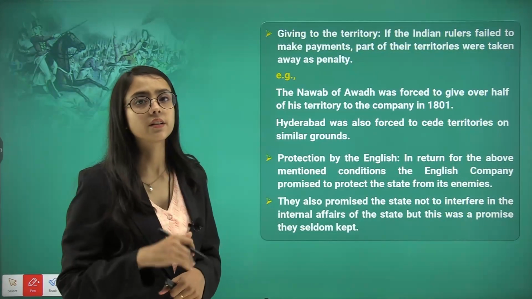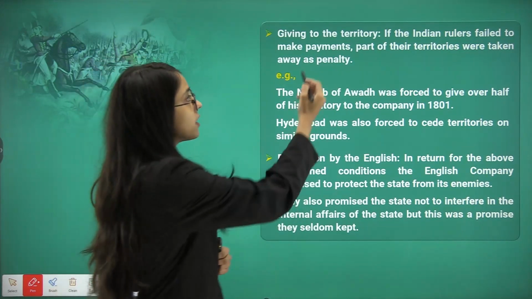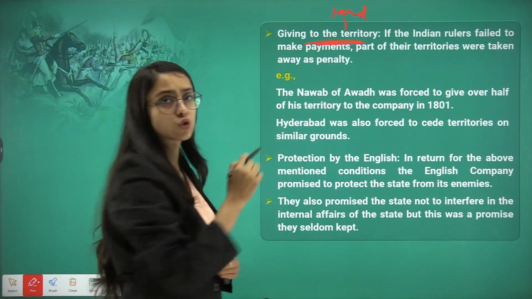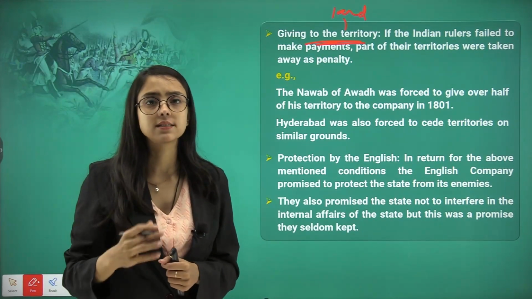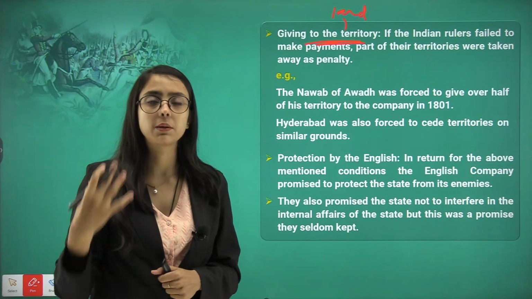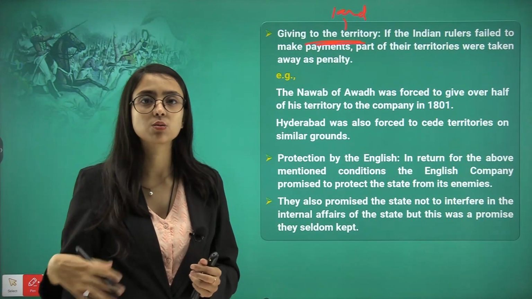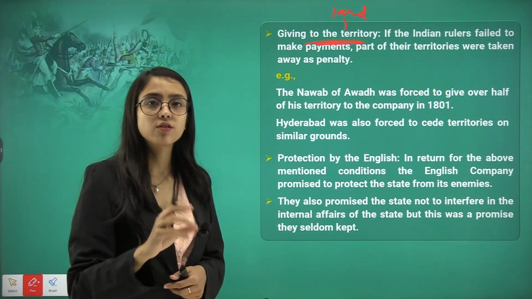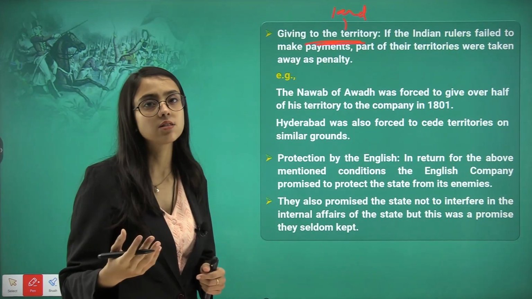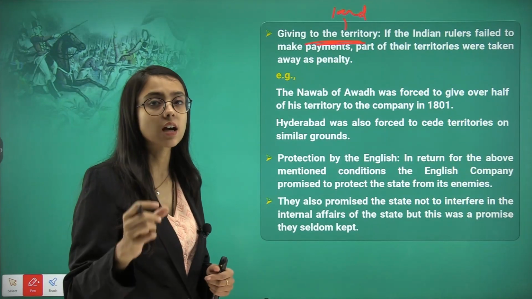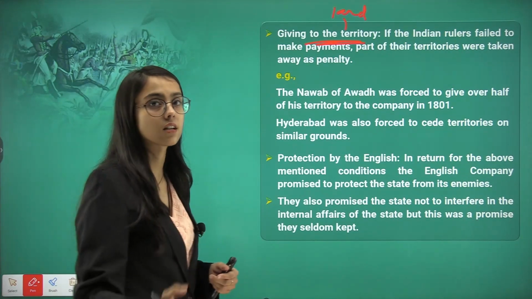Now, giving of territory. The next important point to note here is that territory, land, was given. So, as soon as the Indian rulers failed to make payments or collect revenue and transfer that revenue to the East India Company, a part of their territory was taken away as penalty. So this is how the Britishers started to conquer land and settlements as well.